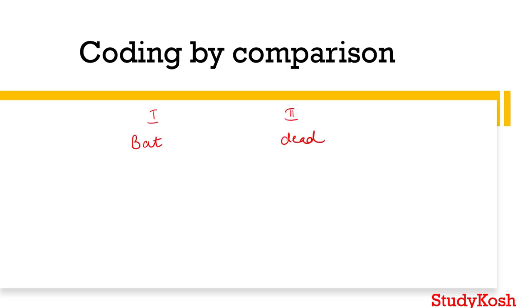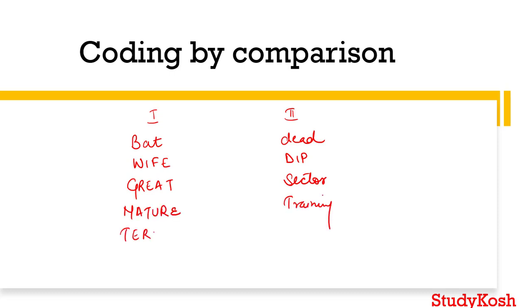For example, here are two columns, 1 and 2. Here we have bat, then white, dip, then great, then sector, nature, training, terminal, right. So the words which are present in column 1 are not exactly related to column 2, like bad, dead, they are not related. So we need to find out the code of great. This is the question. So here you need to use your mind, like how these words are related.